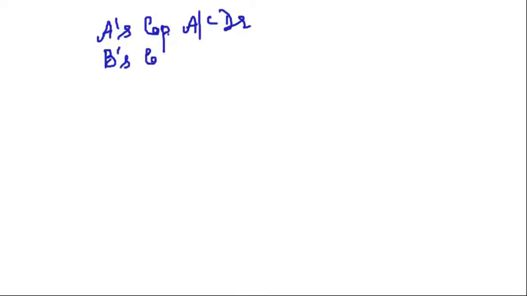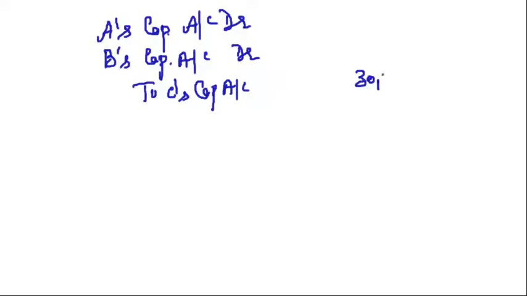The journal entry will be: A's capital account debit, B's capital account debit, to the retiring partner's capital account. What is the amount of goodwill? 30,000. And what is the gaining ratio? 1:5. So 5,000 and 25,000 in the ratio of 1:5.